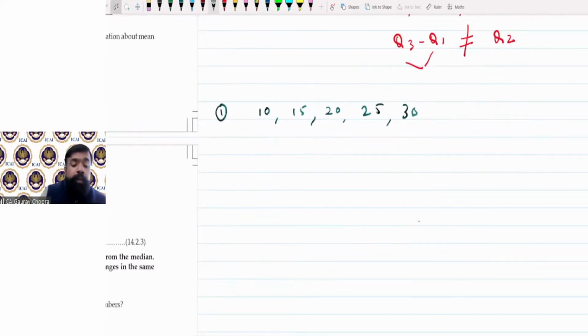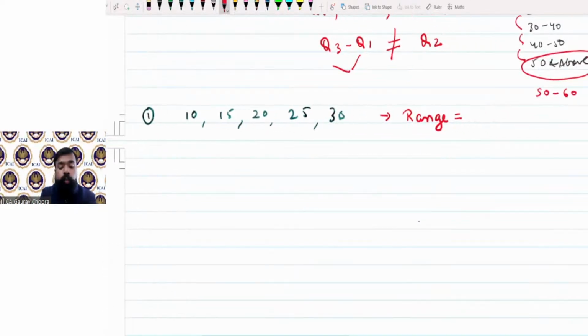Now, as per this series, what is the range? So range will be highest value minus lowest value. Highest value is 30, lowest value is 10. So range is 20. Perfect.